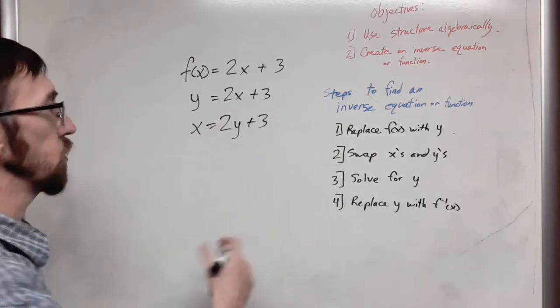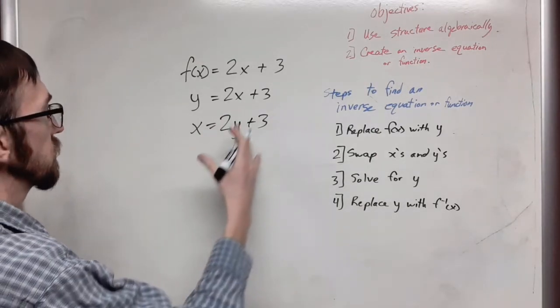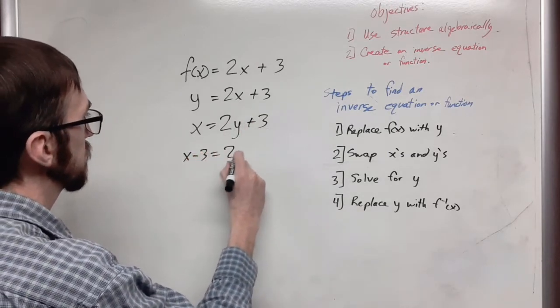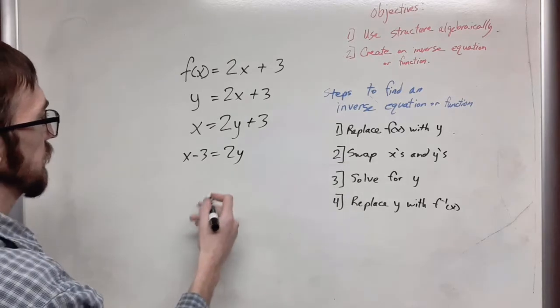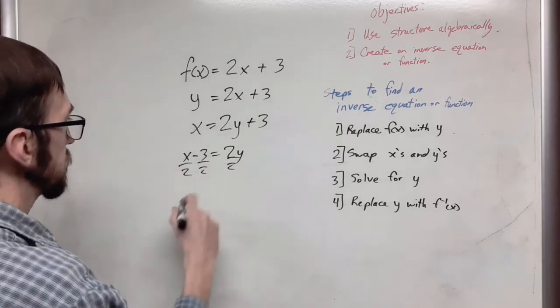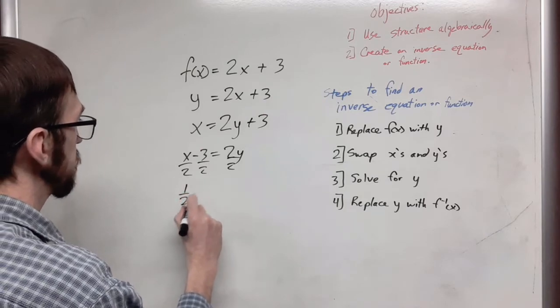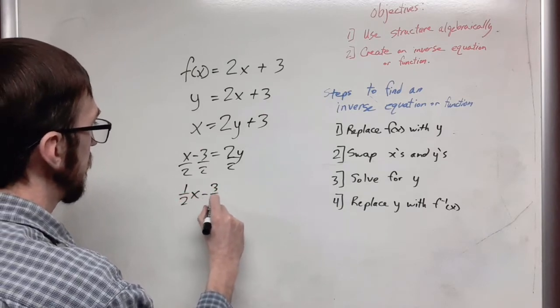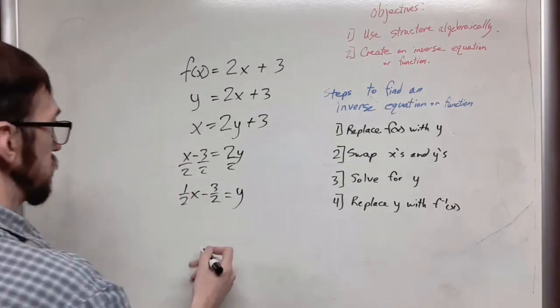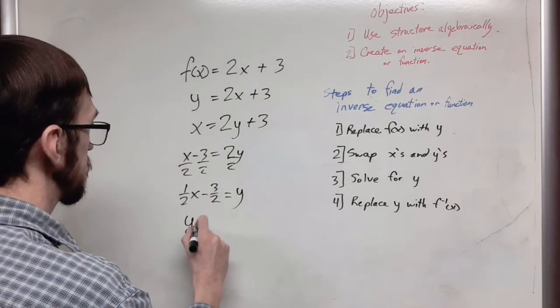So this is our normal algebra skills. So I'm going to subtract a 3 from both sides. And then I'm going to divide everything by 2. And so I'll have 1/2 x minus 3/2 equals y. And I'm just going to flip those so that the y is on the left.